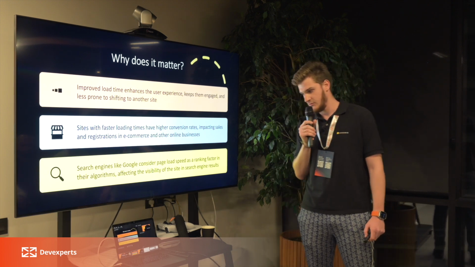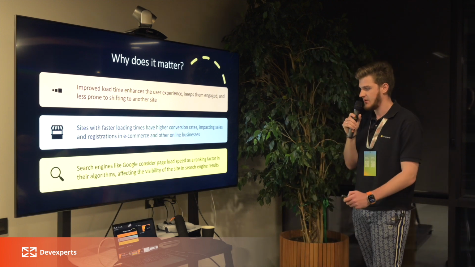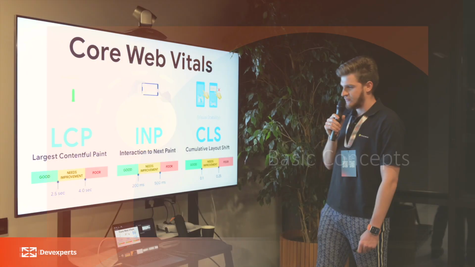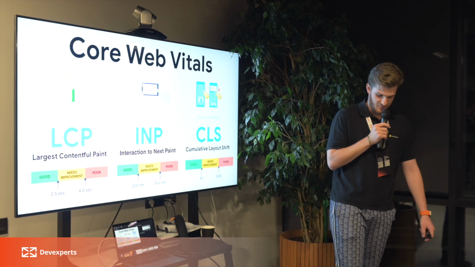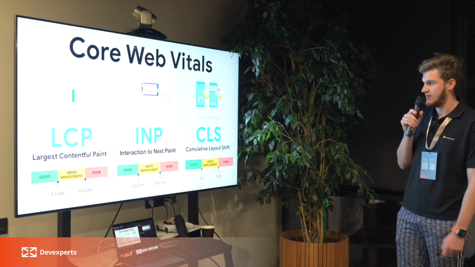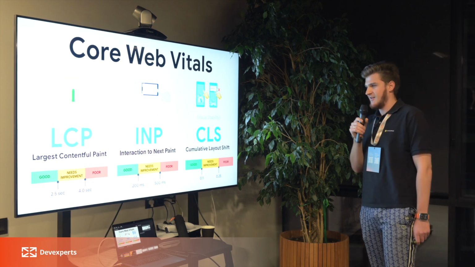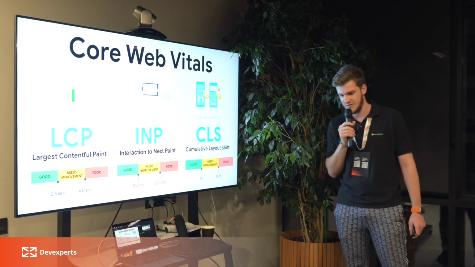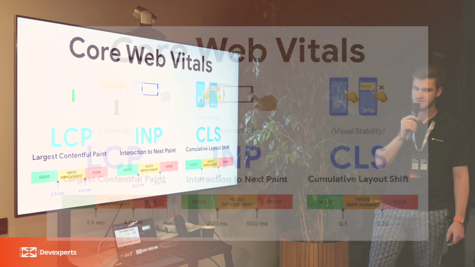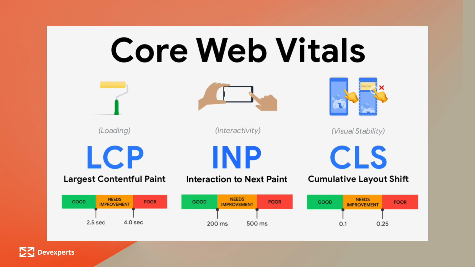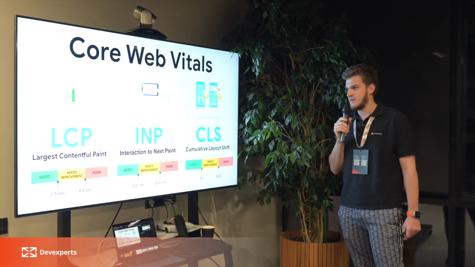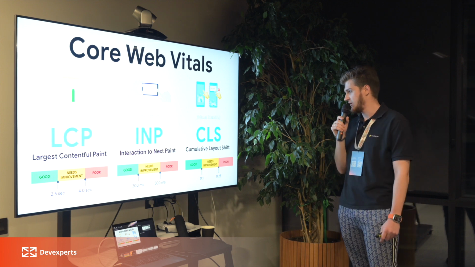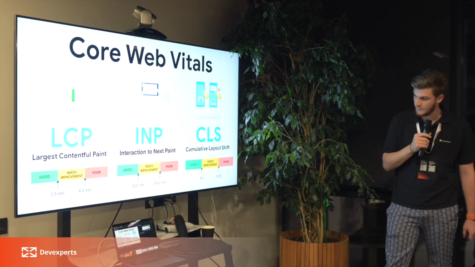Now we're going to explore some basic concepts, and we will start from Core Web Vitals. Sorry for the blank screen, but it's the only image that I have found. So what are Core Web Vitals? Actually, it's just a list of 3 metrics that the Google team formed. And these 3 are: Largest Contentful Paint, Interaction to Next Paint, and Cumulative Layout Shift.